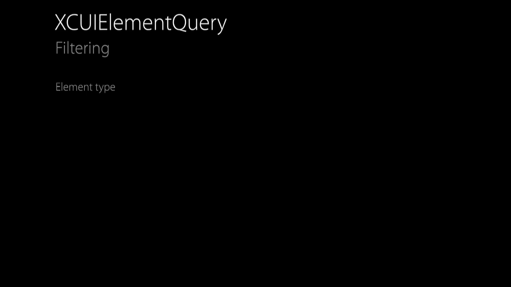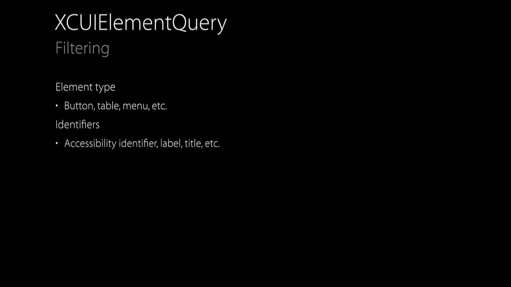Filtering lets us take things like the element type or its identifiers to create queries that filter a previous query. We can also do this with predicates, which will allow us to go beyond the identifiers to look at values or do partial matching, such as begins with, that sort of thing. So we combine relationships and filtering in the APIs, the first of which is descendants matching type. And I think you can figure out what that does.